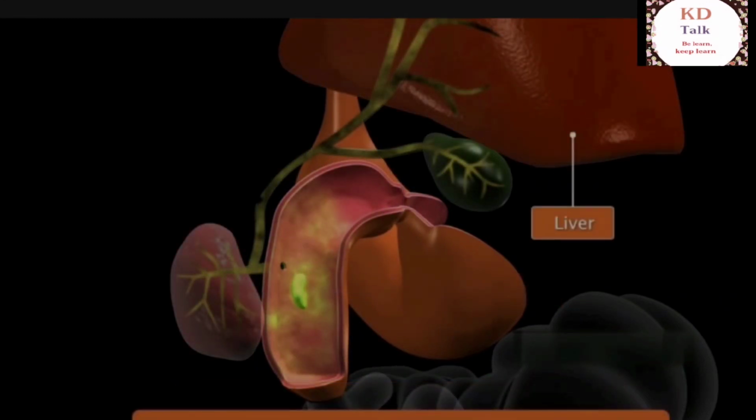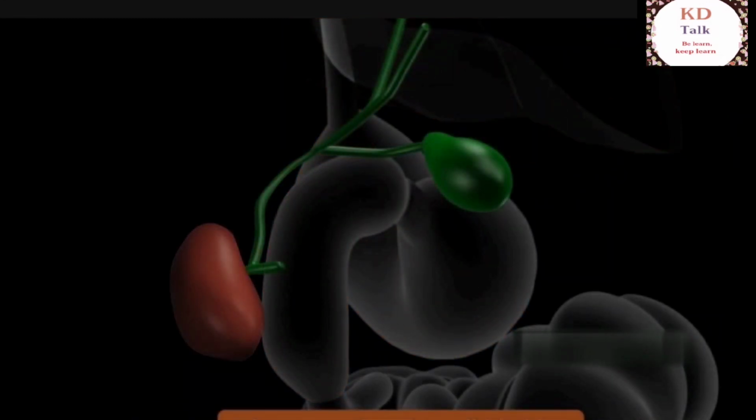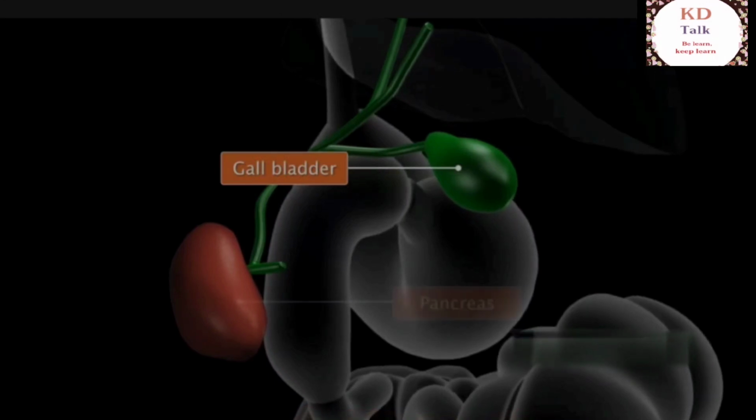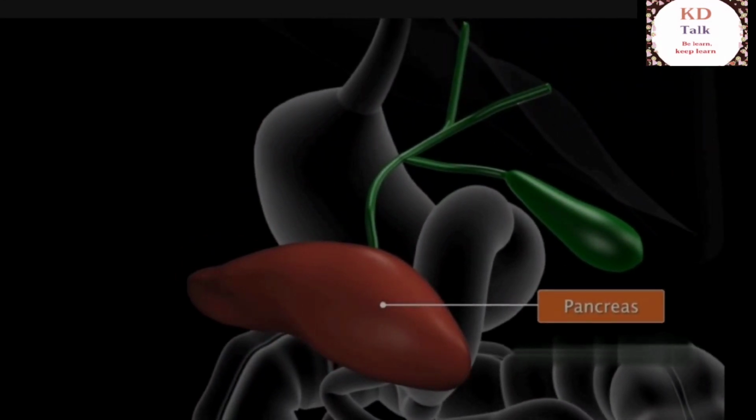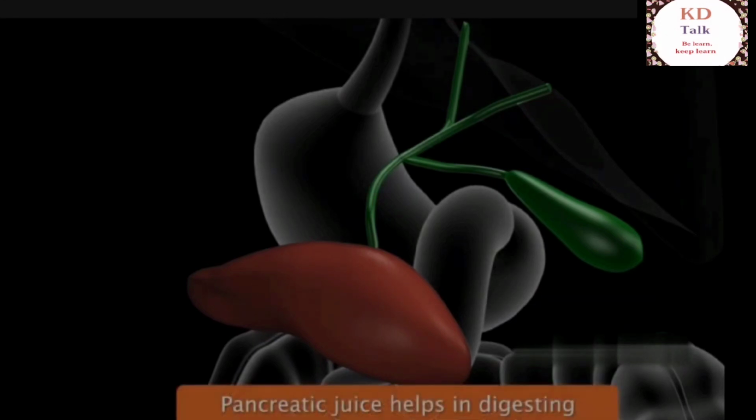The liver, the largest gland of our body, helps in the digestion of fats by secreting bile. Bile is stored in a small sac called the gallbladder. The pancreas is located just below the stomach. It secretes pancreatic juice, which helps in the digestion of proteins, fats, and carbohydrates.